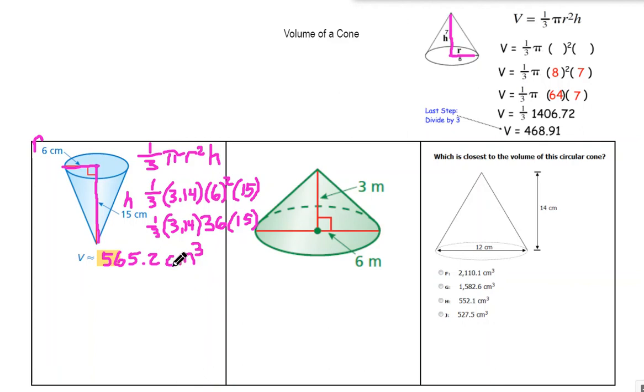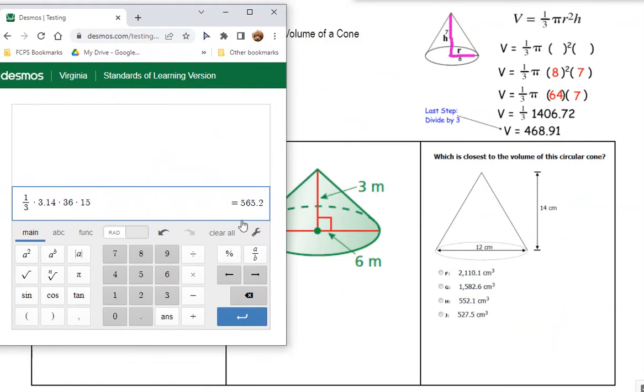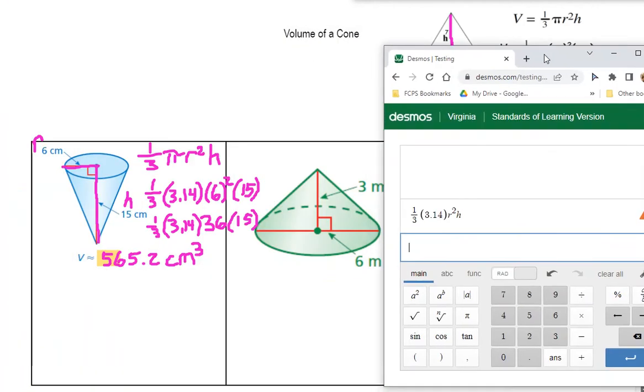All right. So once again, you guys are lucky. You're the lucky generation of getting to use Desmos, right? So for these ones, let's show you how to do it using Desmos. If I was going to use Desmos, I'm going to do it the same way I did with surface area pretty much. I'm going to type in my formula, 1/3, and then 3.14 for pi, and then I'm going to use r squared, and then h, right? So I got to figure out my radius, and I got to figure out my height.